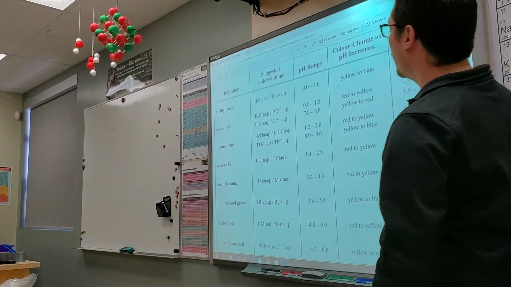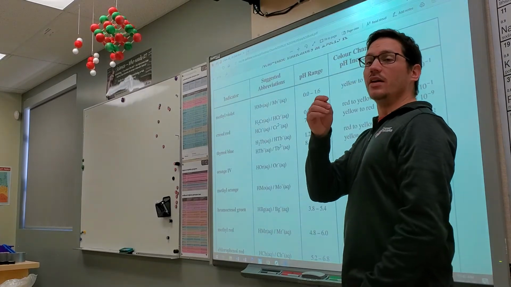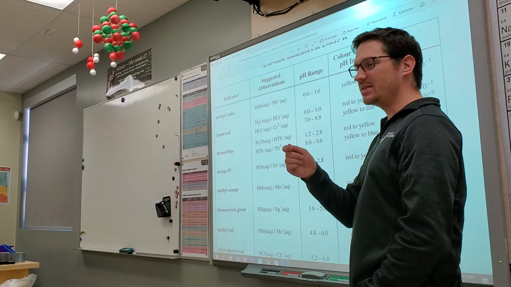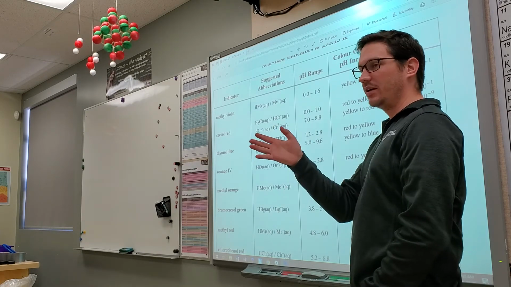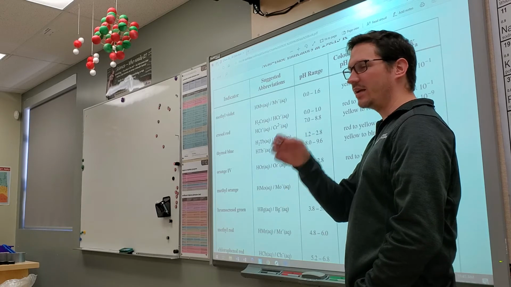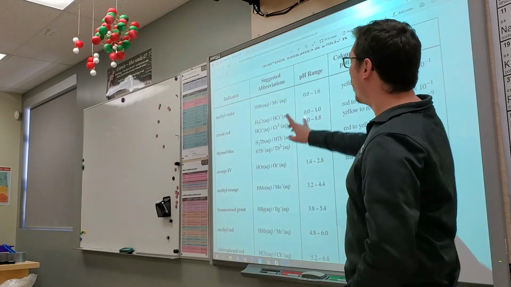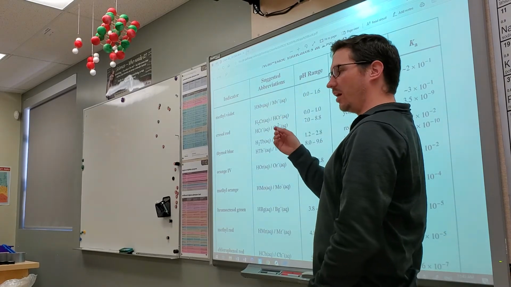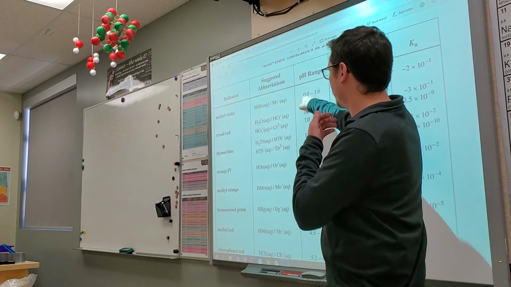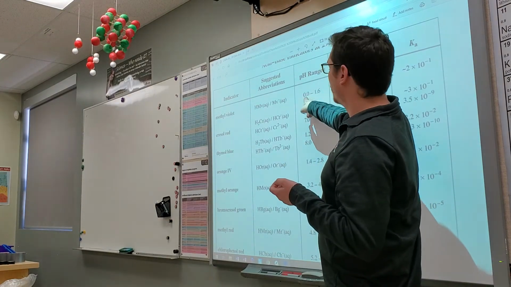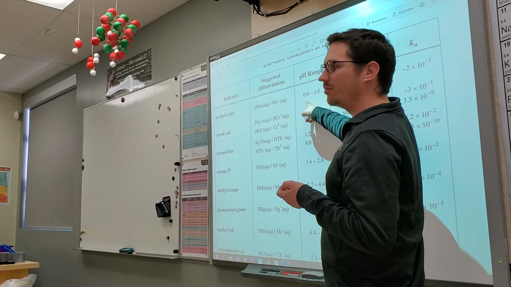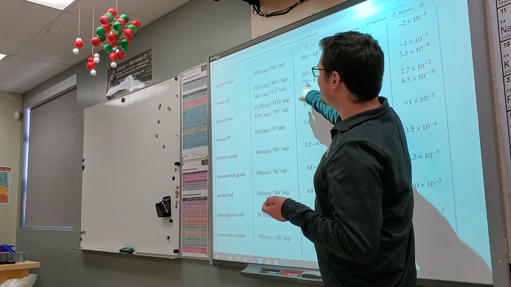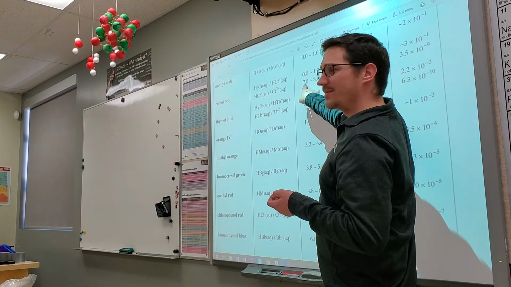Now, remember, the indicator should always change color during equivalence, or what we call the endpoint. So we want the pH range of the color change to fall in there. We want the equivalence point to fall in there. So the first one, 0 to 1.6. No, 7 is not in between those two. Is 7 in between those? No. What about Cresol red? Would Cresol red be okay? Yes. No.